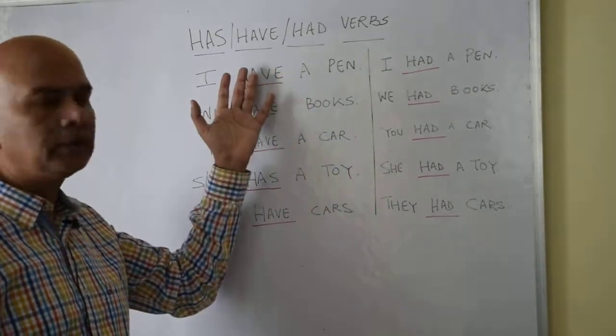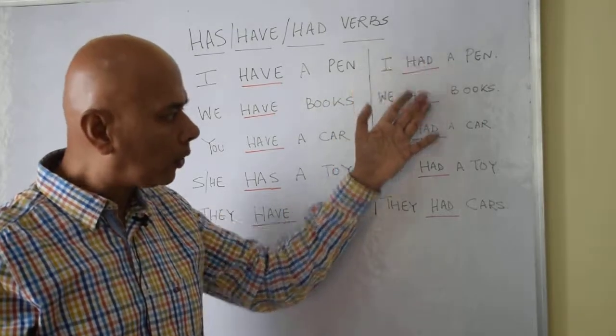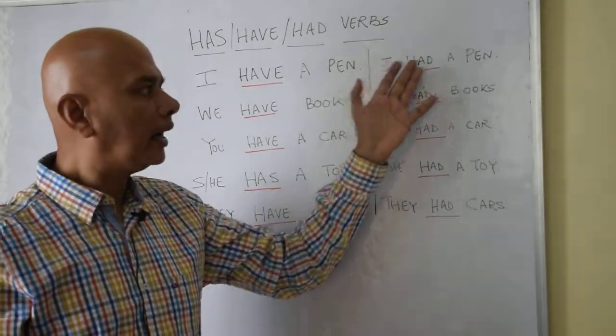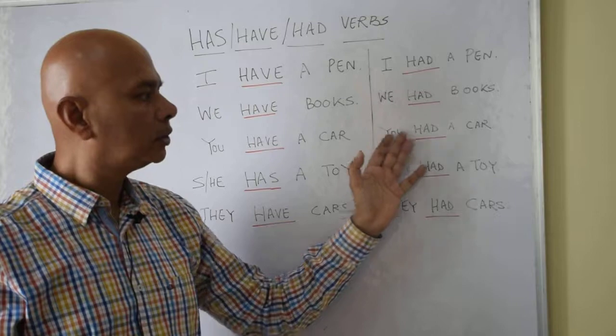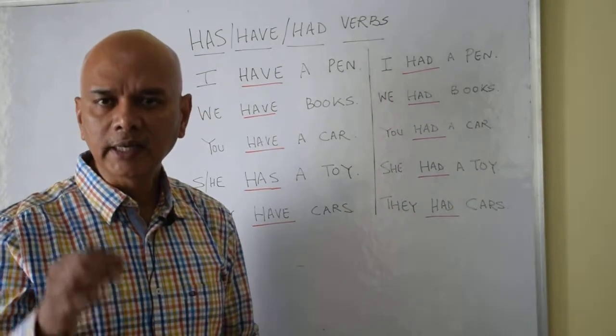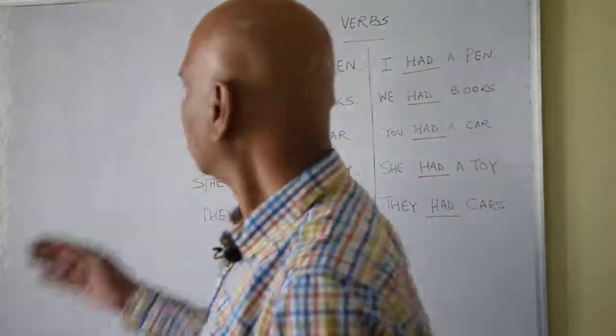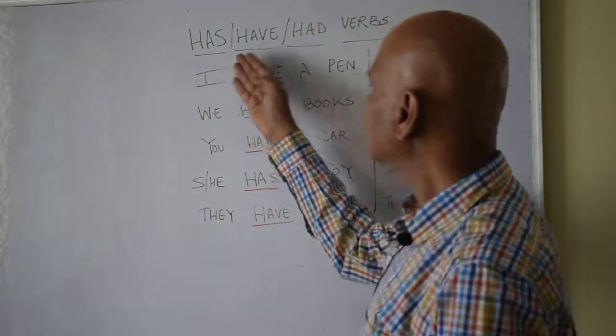So in present, you will use have and has. And in past tense, all will be had. I had a pen, we had books, you had a car, she had a toy, they had cars. These are simple ways to make simple sentences with has, have and had verbs.